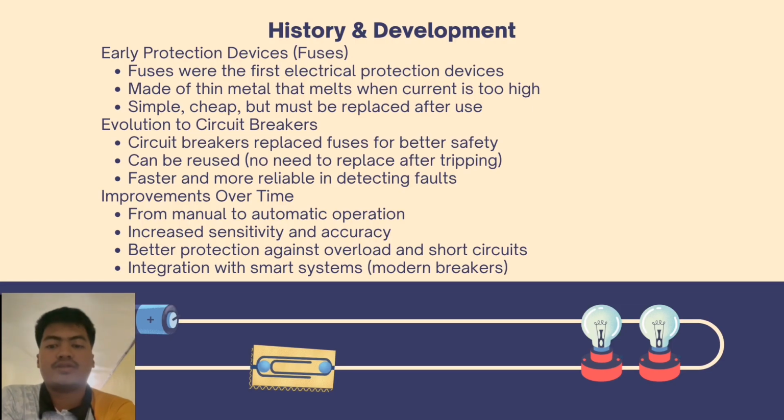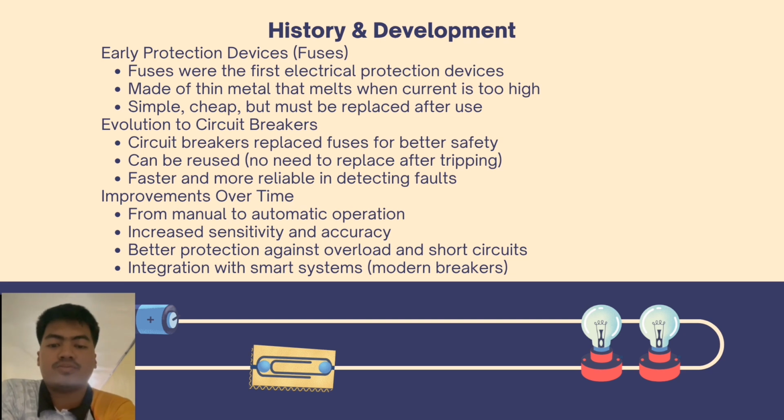Before, the main protection device used in electrical systems was the fuse. The fuse works by using a thin metal wire that melts when the current becomes too high, which stops the flow of electricity. However, once it melts, it cannot be used again and needs to be replaced.